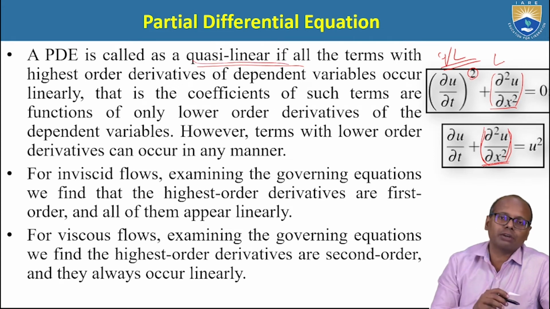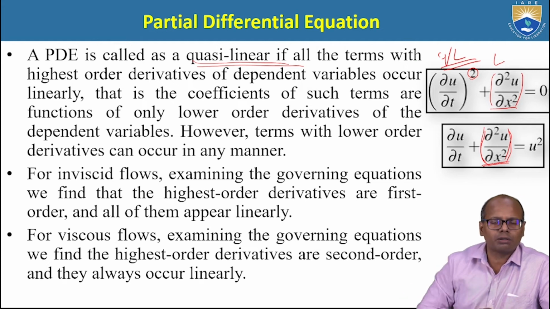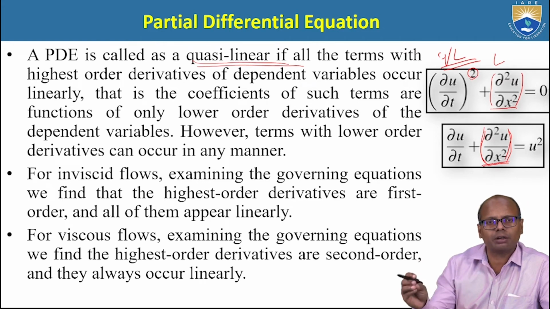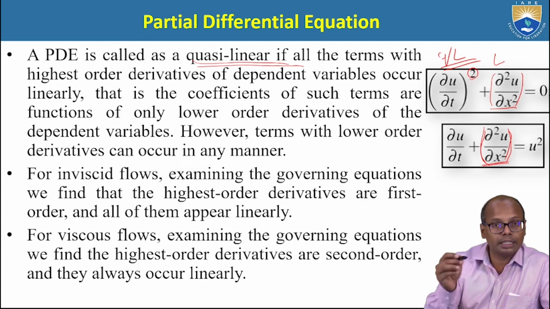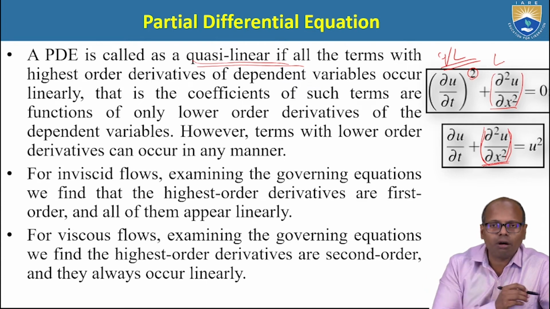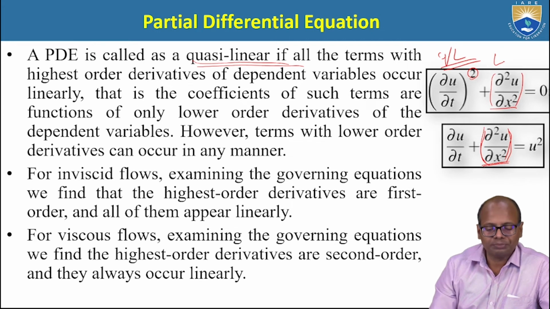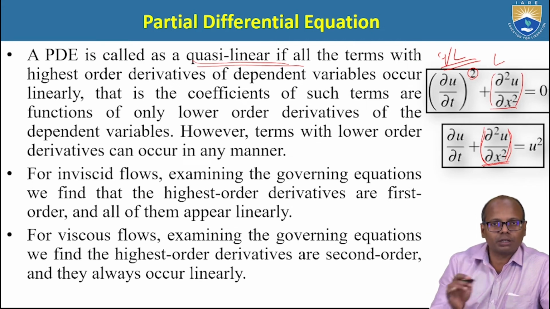But the contrary of this statement is not correct. All the quasi-linear partial differential equations cannot be called linear partial differential equations, because in linear partial differential equations, all the terms must be linear. But in quasi-linear partial differential equations, only the highest order must be linear. Okay, so that is the difference between quasi-linear partial differential equations and linear partial differential equations.